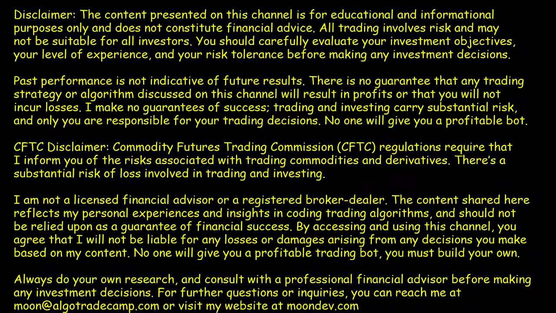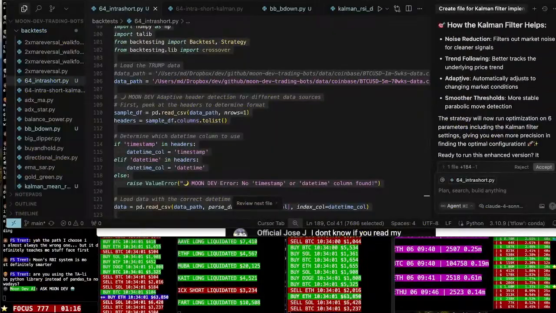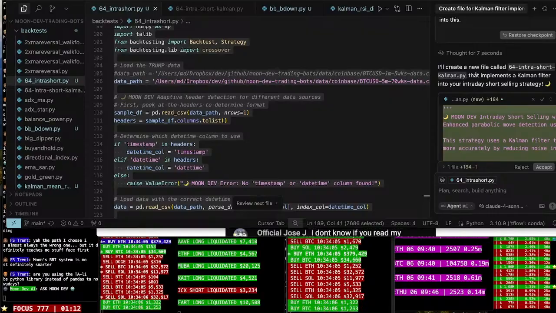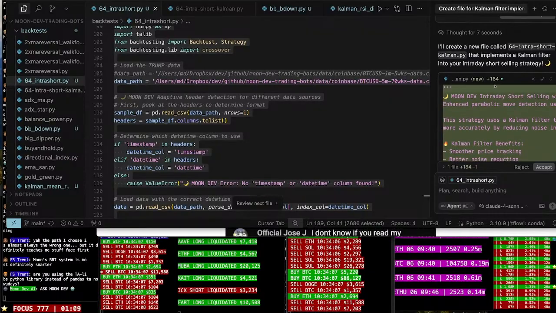Are you using TA-Lib's Python library instead of Pandas TA? I use both, just whatever's needed. Okay, so I'll create a new file called 64 intraday short Kalman.